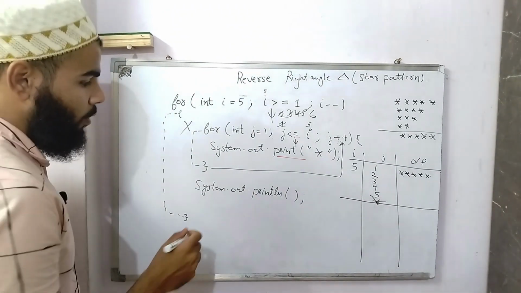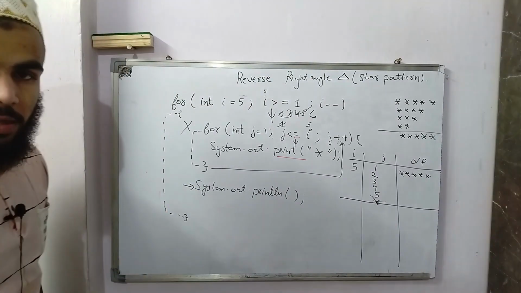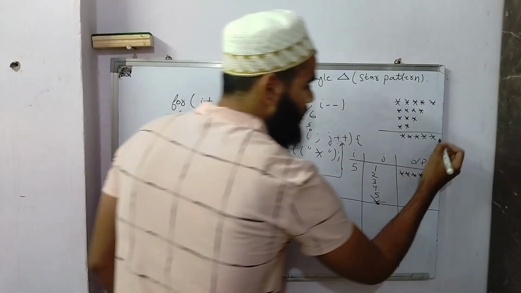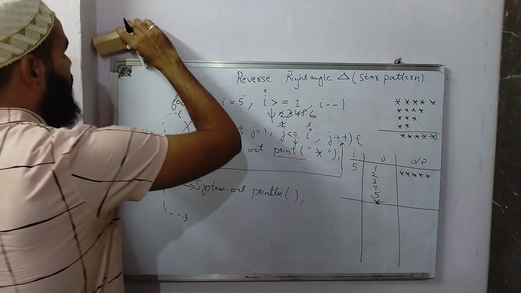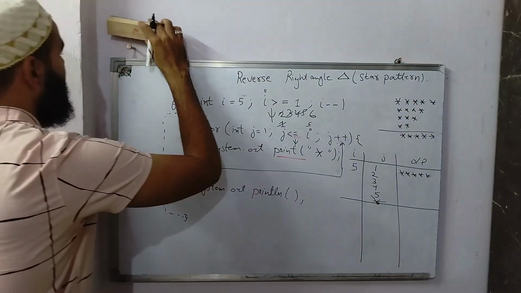Getting it? Now, after this loop executes, our statement comes here, and here we have system.out.println, which means that the cursor which was used here because of this statement will move onto the next line.